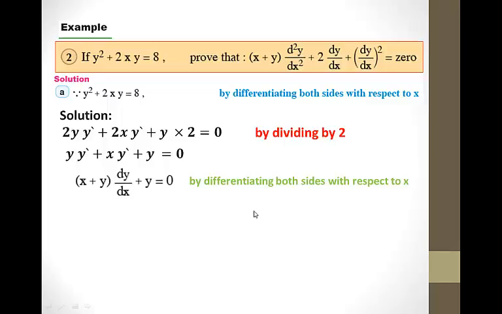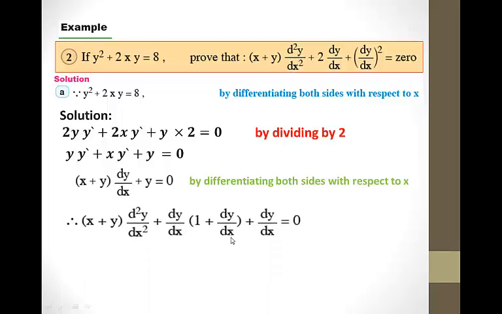By differentiating both sides with respect to x once more to get the second derivative here. So we have two functions: x plus y, d2y by dx squared, plus dy by dx multiply the derivative of the bracket. What's the derivative of x? The derivative of x is 1. The derivative of y is dy by dx, plus dy by dx equals 0.